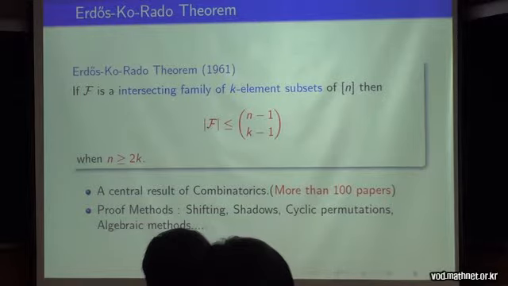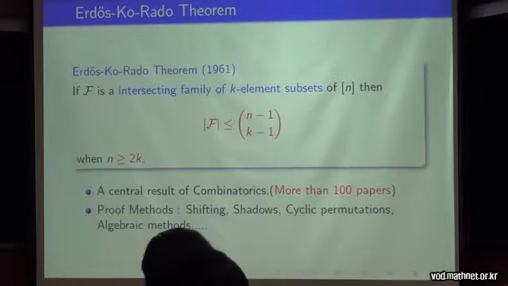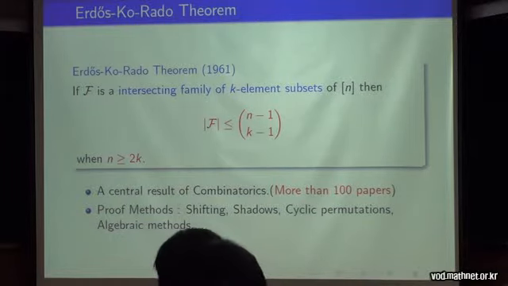Actually, the Erdős–Ko–Rado theorem is a very central result in the combinatorics area. More than 100 papers have been published related to this theorem. In addition, it has been proved by many methods, such as shifting and shadow, the cyclic permutation, and the algebraic method.